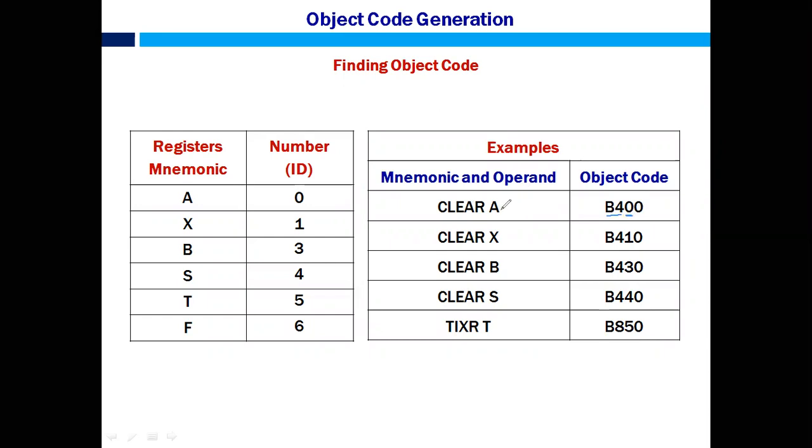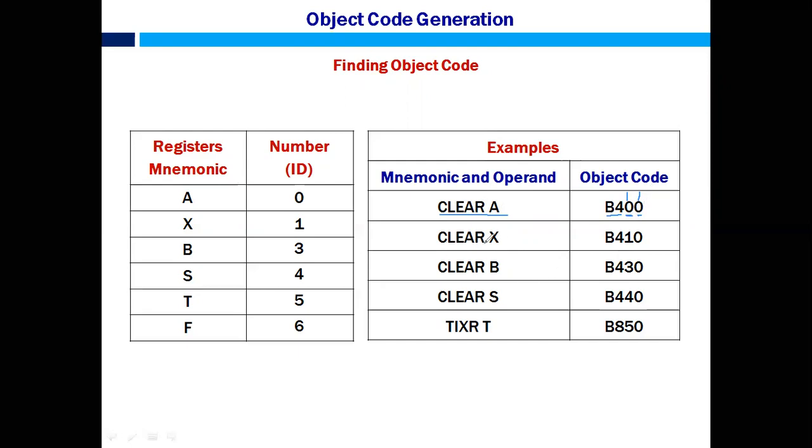Sometimes it will be like ADDR A comma X or S comma A, whatever. Two registers will be given. At that time we will have to take both the registers. But in this particular instruction, we have only one register. Do we have any other register? No, right? So you will make it 0. This is for one register, and the next byte is for one more register. So the object code will be CLEAR is B4, A is 0, and there is no second register, so it is marked as 0.